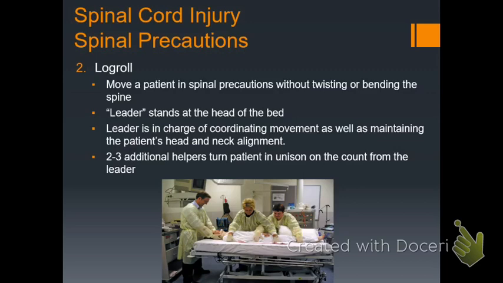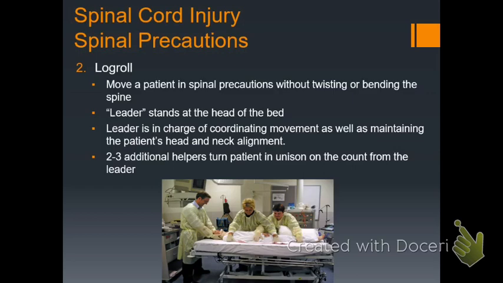But basically the leader is standing there and keeping the head in neutral position. And when we say neutral position, I like to say nose to nuts, because we are keeping the nose in alignment with the spine. They're in the center of the chest, in the center of the body. So we keep alignment there, and you want to make sure the patient's not in a sniffing position or has the neck down.